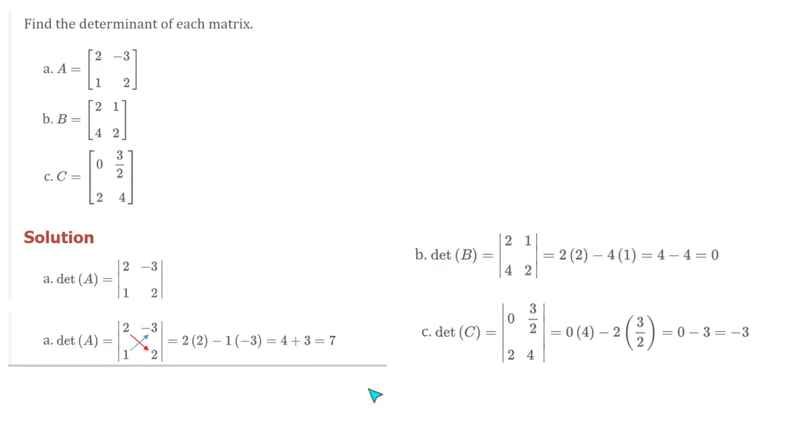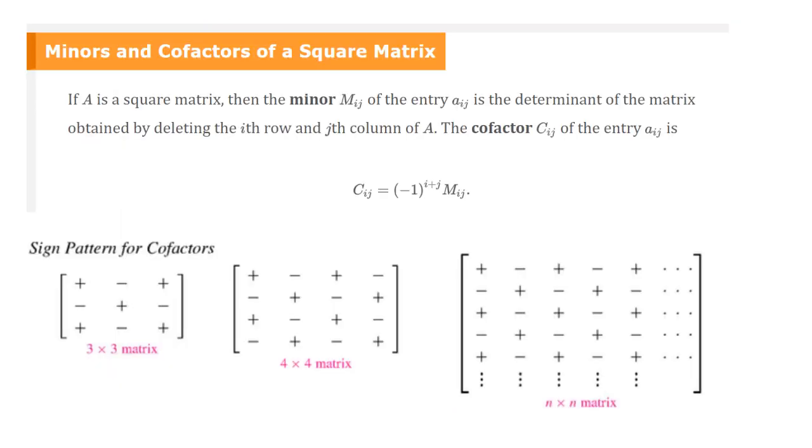Any questions on the determinant? Okay, so then the next one is the minors and the cofactors. If you want to find the determinant for, let's say, a 3 by 3 matrix, we'll come back and talk about what minor and cofactor are in a second.